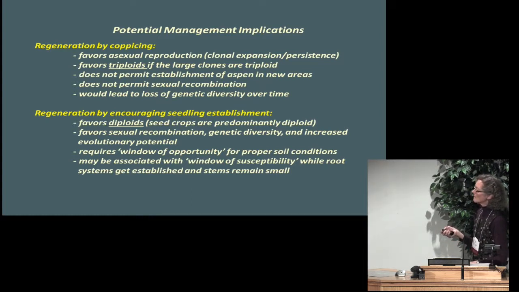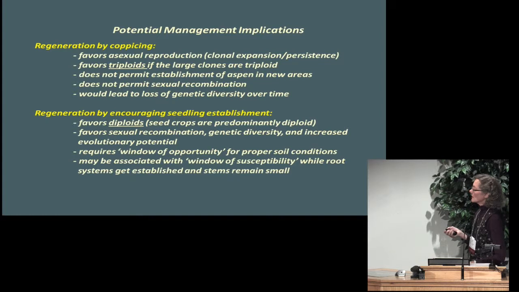If you're doing coppicing, then you're going to be favoring asexual reproduction because you're causing the clones to just persist and expand. That's what you do. That's going to favor triploids if the big ones are triploids. Okay. If you regenerate by coppicing, it's not going to allow you to establish aspen in new areas.